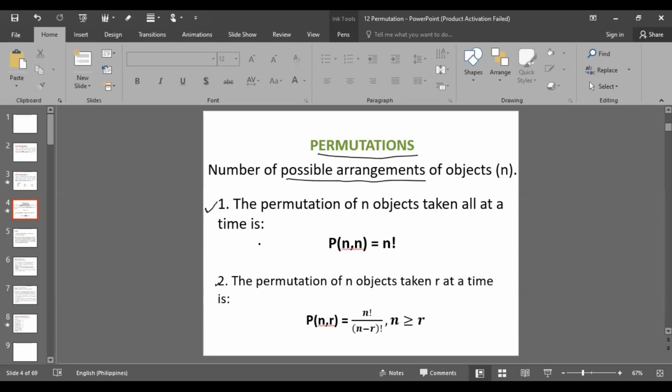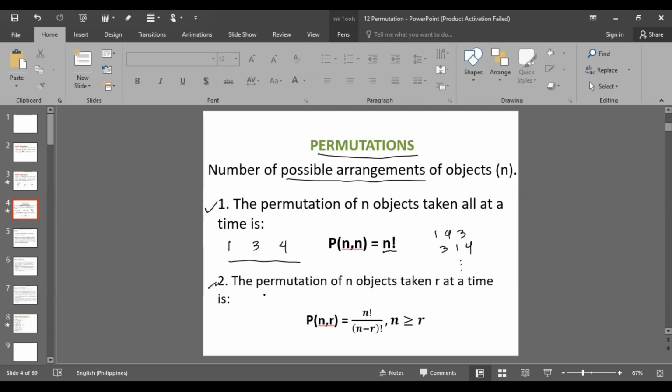Let's have the first case. You will use this factorial when you are asked to find the number of possible arrangements of a certain number of objects. Kung lahat ng object isasali in every possible arrangement. Just like in the activity, di ba, meron tayong tatlong numbers. And itong tatlong numbers na to kasali lahat sa possible arrangements. Like 1, 4, 3, 3, 1, 4, and so on and so forth.